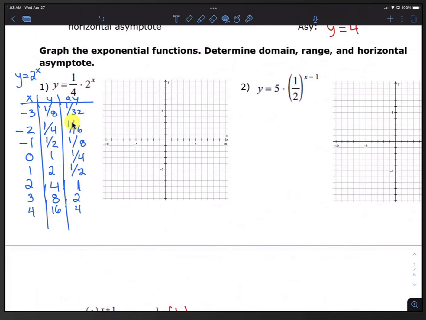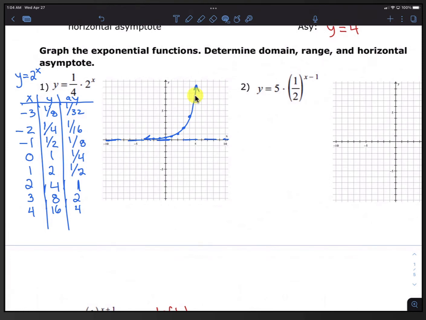1/4 times a fourth is 1/16, and so on. All right, now we're going to go ahead and graph this. What we're graphing is the x-coordinate and the a times y coordinate. So we're graphing the point -3, 1/32. And then we're going to plot -2, 1/16, and so on. All right, when we plot those points, we get this graph.